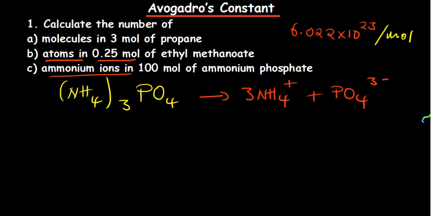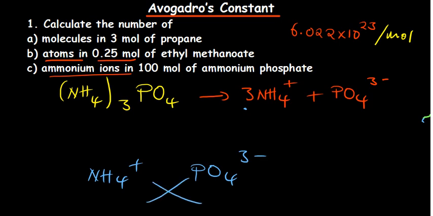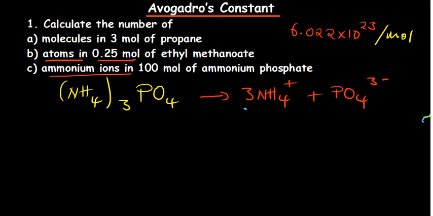The formula is very easy to predict by knowing that ammonium is NH4 with a positive charge and phosphate is PO4 with a 3 negative. So you know how to come up with the formula, right? Just swap the valences there. From here, you're able to say for every mole of ammonium phosphate, there are 3 moles of ammonium ions produced. Now in the question, we are told 100 moles of ammonium phosphate.